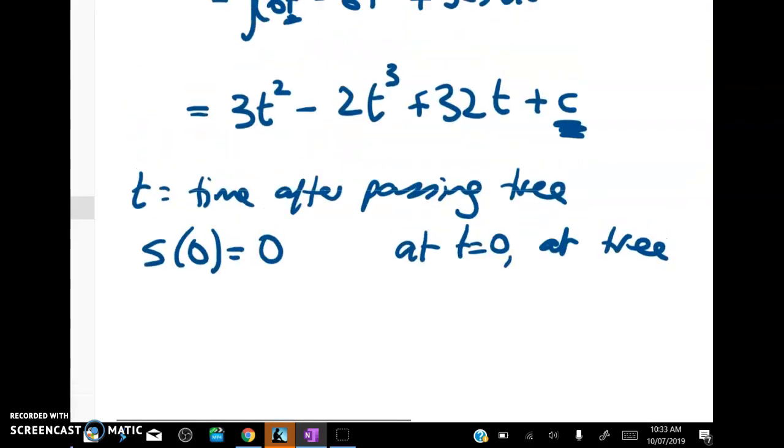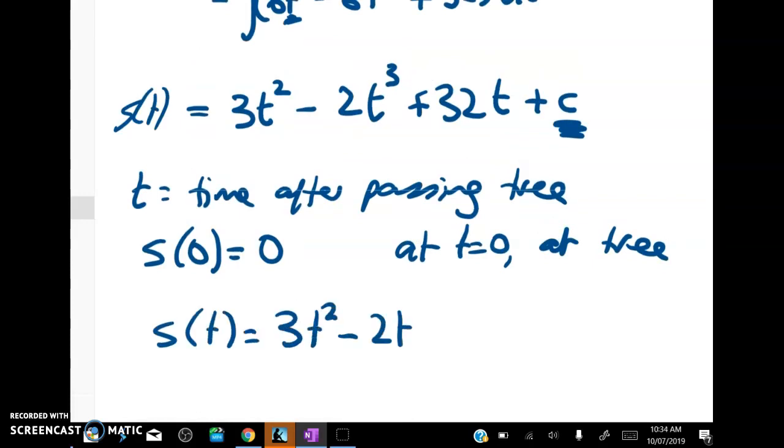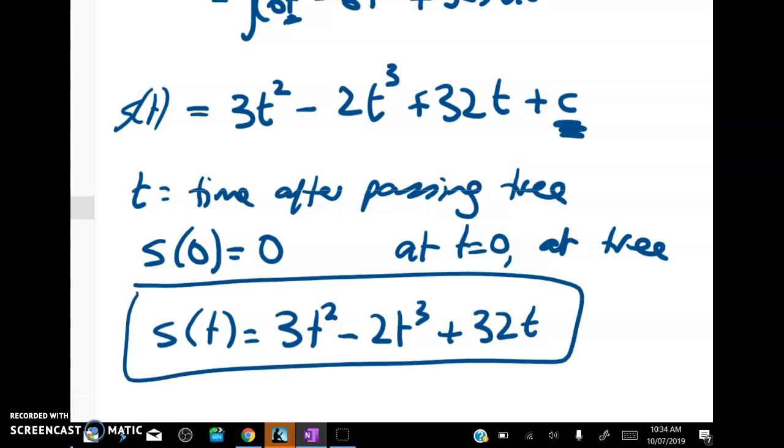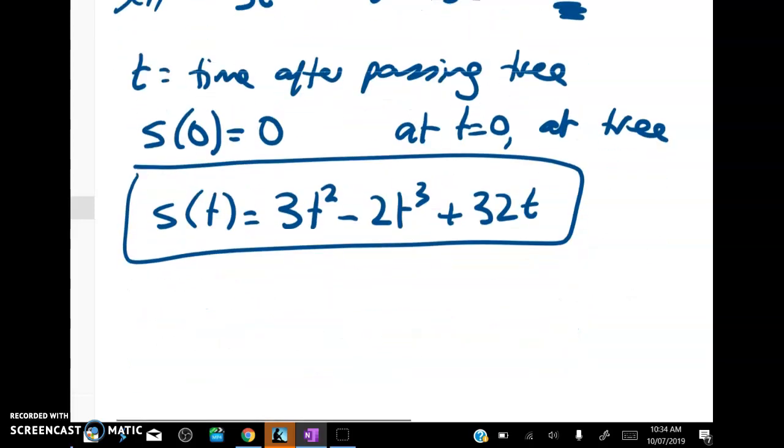So we can put in, here's s of t. Now we know that s of t is just equal to 3t squared minus 2t cubed plus 32t. Right, so we've just about finished. We've got an expression for how far the drone has gone at any time. We're going to substitute in 2.